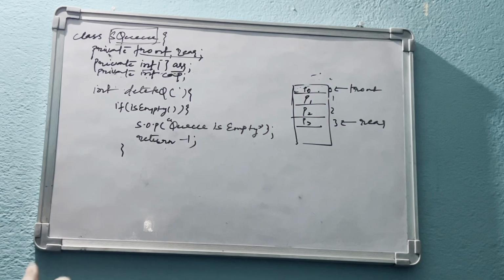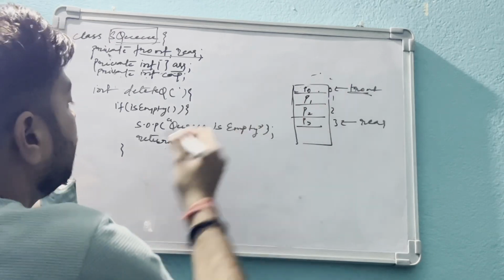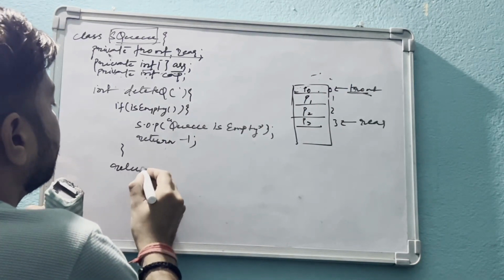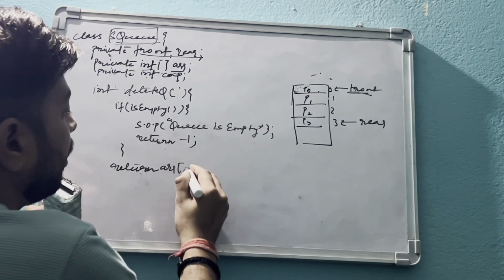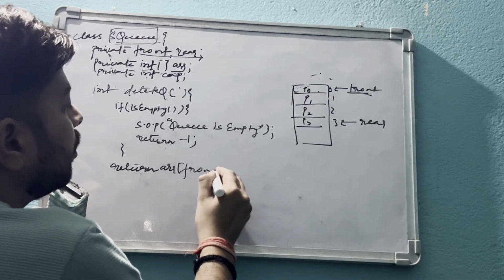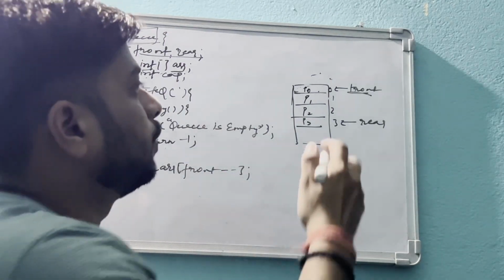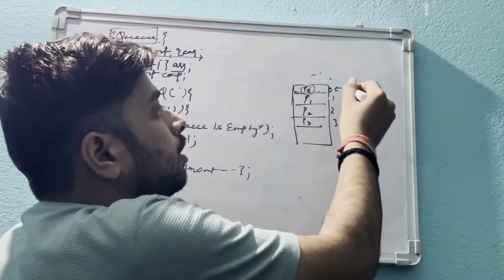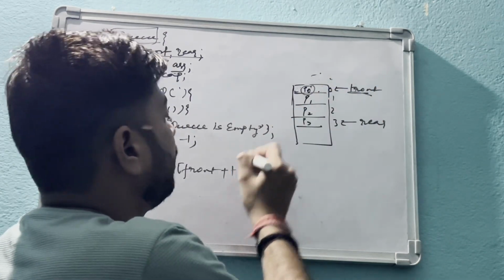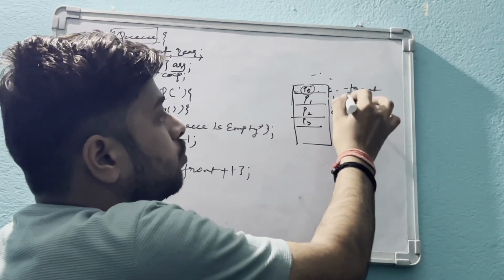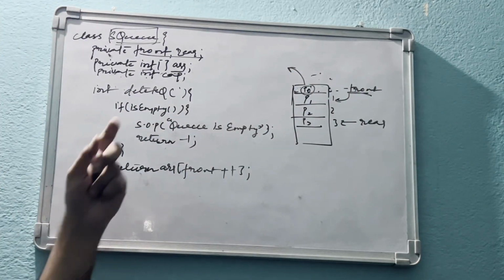Now we need to delete something from it. For that, I'll be deleting from the front. So I'll just return array from front, and that will be minus, and this is it for the delete operation. So the very first person, that is P0, would be removed. Front would be incremented to this one, and this P0 would be returned. So this is the case. This is it for the delete operation.